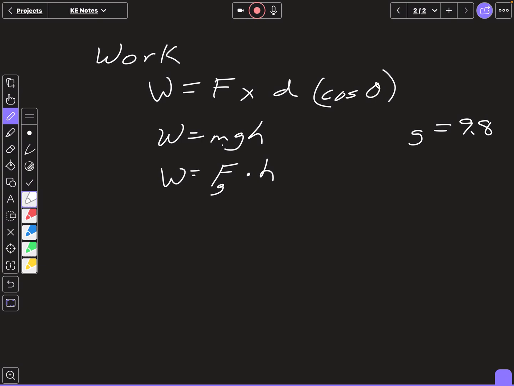If I was given, say, 15 kilograms, I'd want to plug that in for my mass and use this equation right here, the m times g times h. If I was given, say, 20 newtons, I could plug that in for my Fg and do Fg times height to figure out work. That's if it's against gravity.